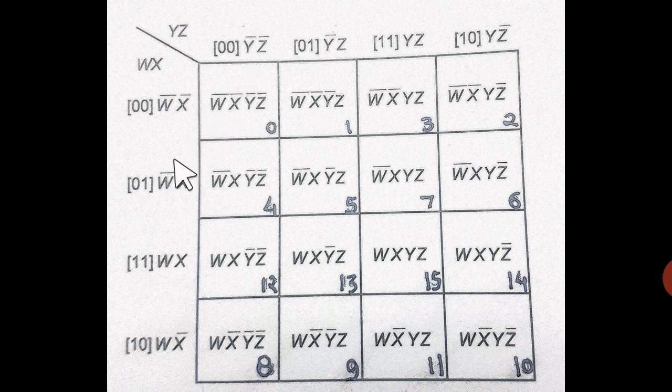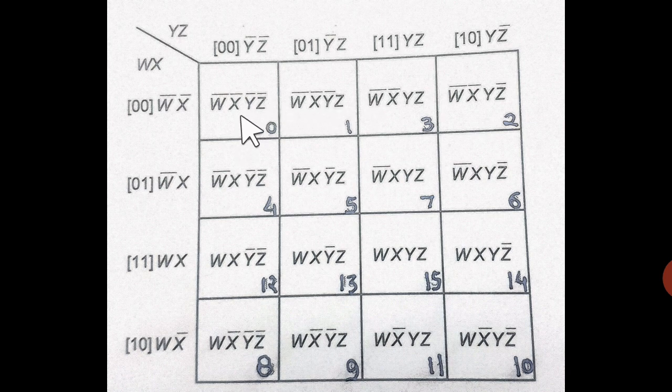Now we move to the second row, that is W dash X because the input combination is 0 1, and then WX because the input combination is 1 1, and then WX dash because the input combination is 1 0. Now we check out the column side. We have already seen the first column, 0 0, then 0 1 is going to give us Y dash Z, then 1 1 is going to give us YZ, and then 1 0 gives us YZ dash. Again I am telling you that we complement zeros, ones are untouched in the minterm. Now we check the first square, that is square number 0.